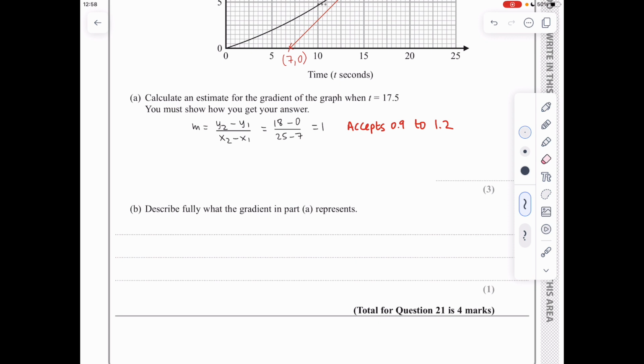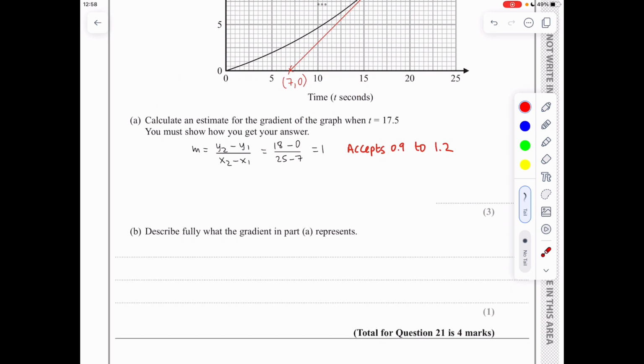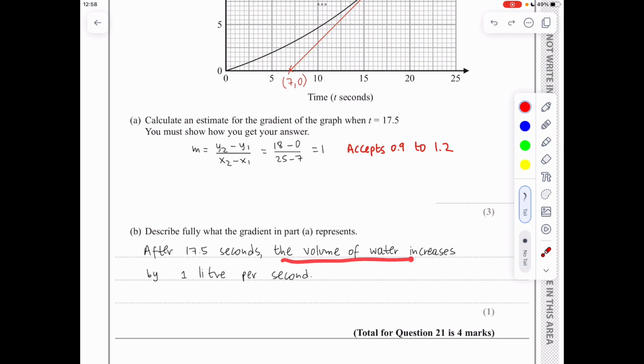We are then told to describe fully what the gradient in part A represents, where the gradient is the rate of change. It's the rate of change of the volume with respect to time. So we simply need to say that what we have obtained, the 1 here, simply means that the volume increases by a liter per second. So after 17.5 seconds, the volume of water increases by 1 liter per second.